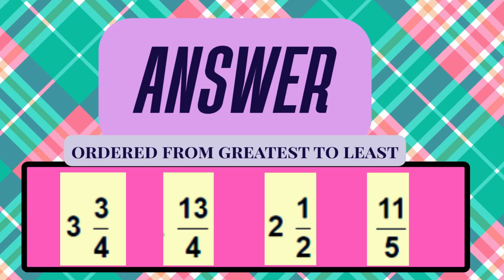The mixed number 3 1/4 was originally 13/4, and the mixed number 2 1/5 was originally 11/5. Your final answer in descending order should be 3 3/4, 13/4, 2 1/2, and 11/5. It's very important to remember this last step and put the numbers back in their original form while keeping them in the correct order.